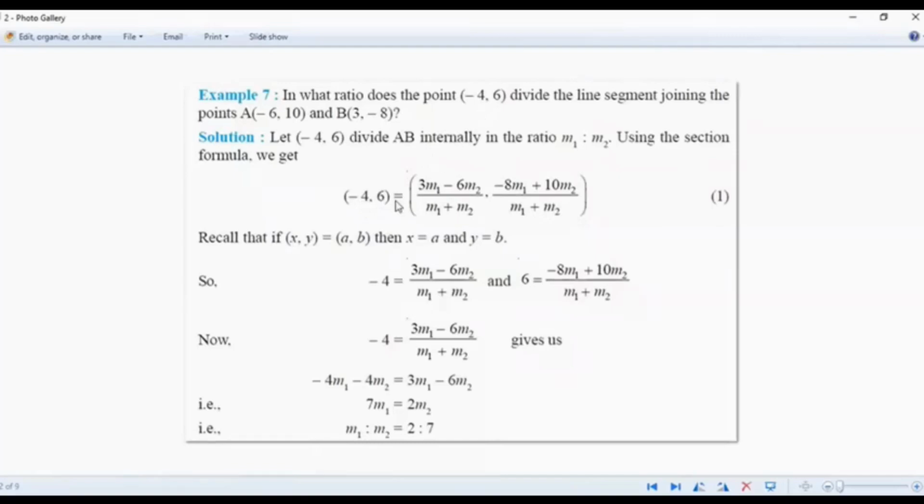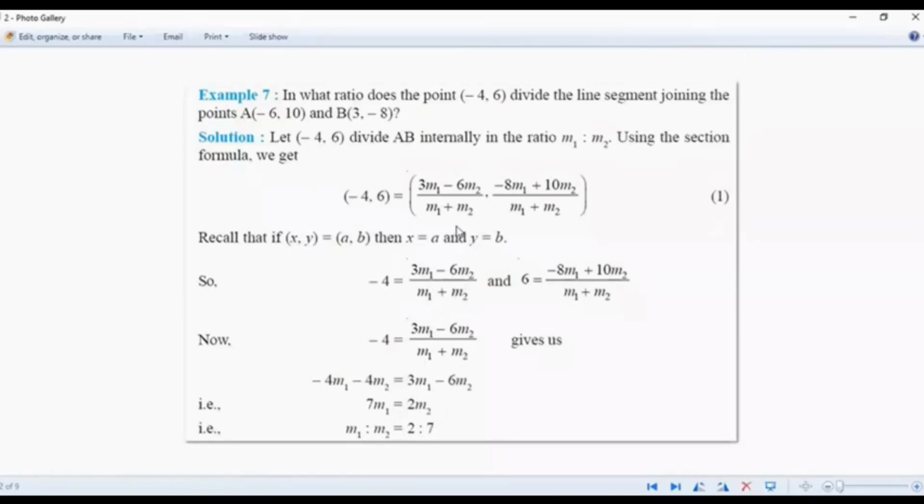This is a reverse question. So (-4, 6) is equal to, you can write, (3m1 minus 6m2) by (m1 plus m2), and (-8m1 plus 10m2) by (m1 plus m2). Here x2 is 3, the x coordinate of the second point. From this you can equate the x coordinates. You will get -4 is equal to (3m1 minus 6m2) by (m1 plus m2). Solving this equation, you will finally get m1 is to m2 equal to 2 is to 7. This problem we discussed in the last lesson.